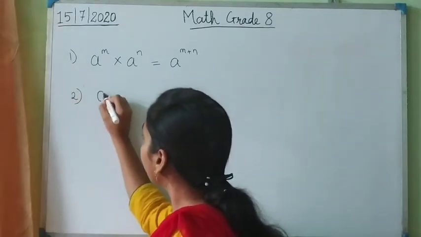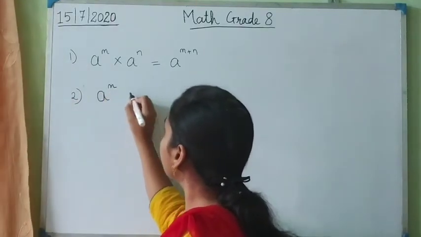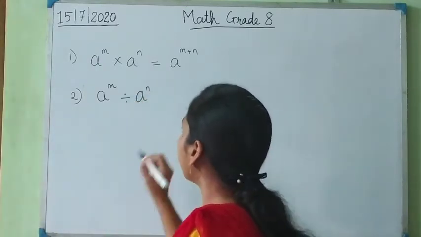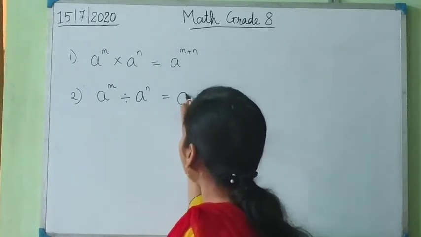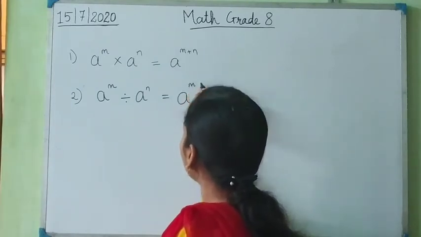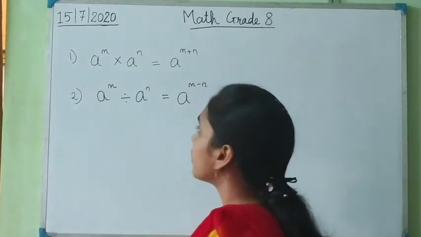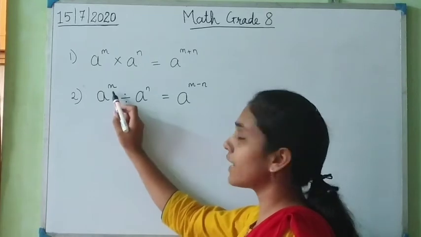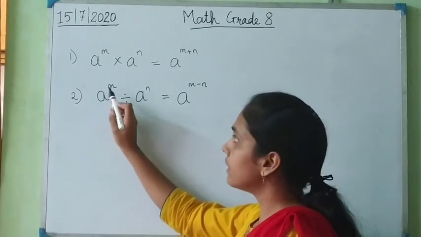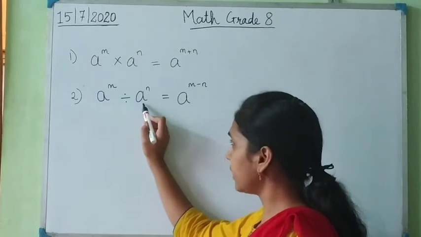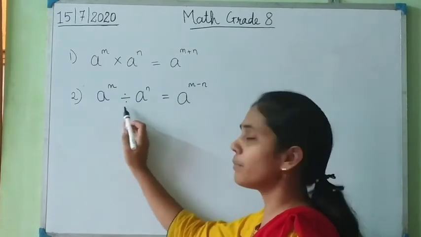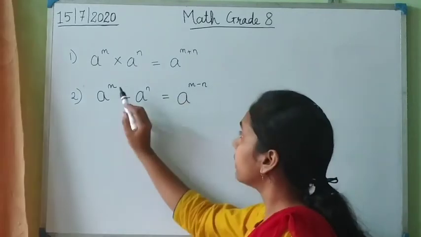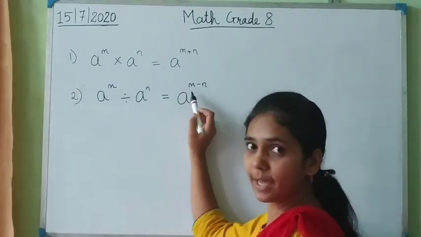Second one was, if two numbers with the same bases but different powers are divided, then the answer is the same base raised to the subtraction of the two powers, right? That is, if a and a are the two same bases but they are having different powers, like the first one is having the power m and the second one is having the power n. And if these two numbers are divided, then the answer is the same base raised to the power m minus n. A raised to the power m minus n.